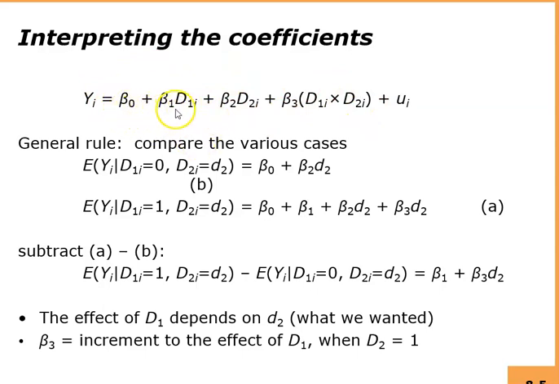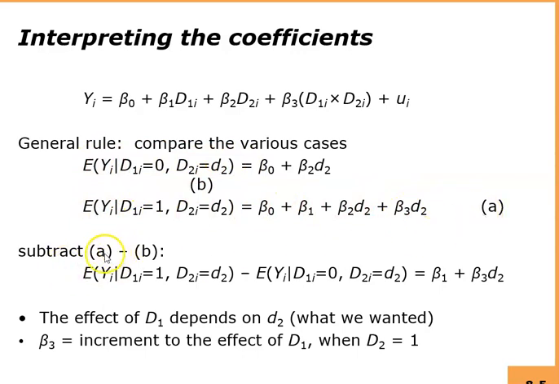We end up with beta naught plus beta 1 plus beta 2 d2, and this interaction term will also be included, because when d1 is equal to 1 and d2 is equal to small d2, then you get beta 3 d2 over here. So this is the total conditional mean. This is the conditional mean of y when d1 is equal to 1, and this is the conditional expectation of y when d1 is equal to 0. So this first equation is our equation B, and the second equation is our equation A.